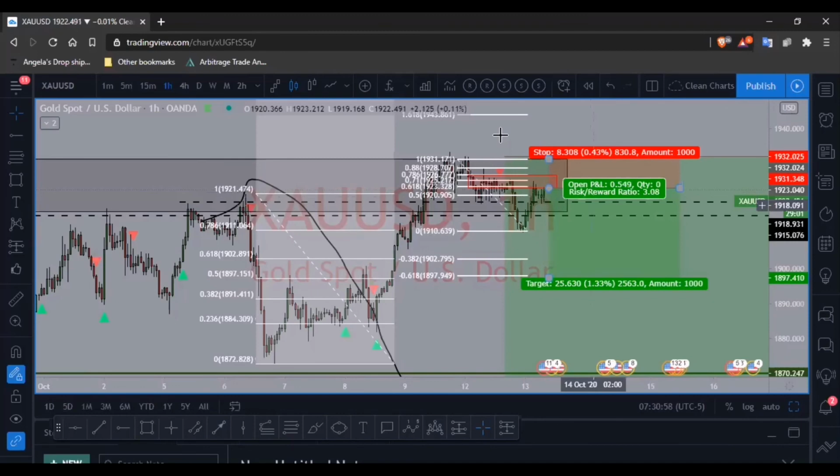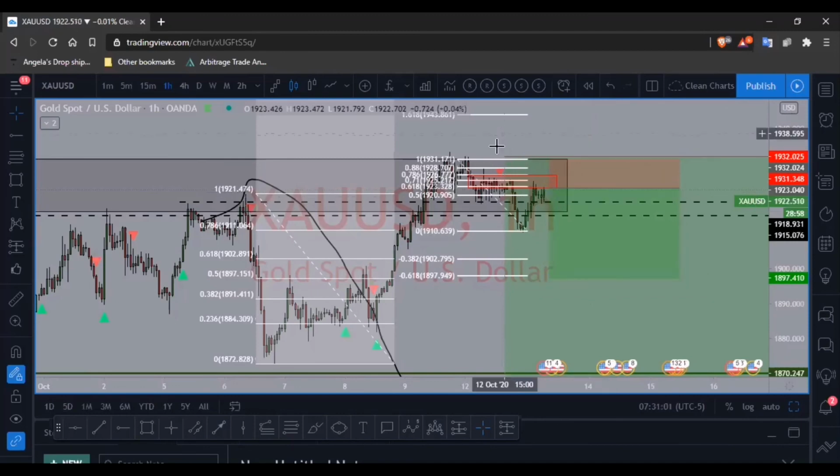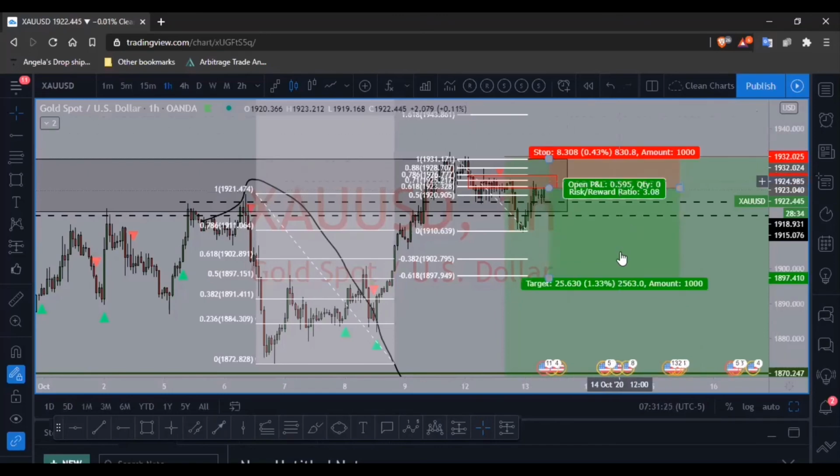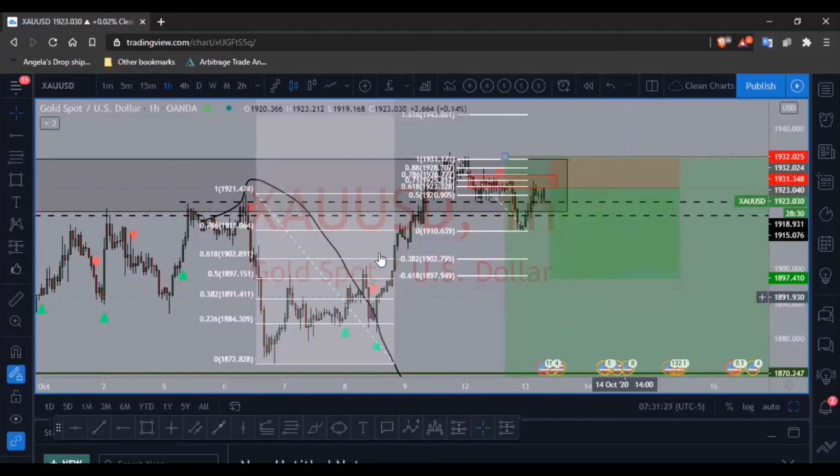So I'm definitely going to get into this second entry right now because it came back up to where I wanted it to. So put that 1932 as my stop loss and sell. Okay, so I'm in that gold sell, and if it doesn't play out, then it is what it is. But I like the risk to reward. Risking 83 pips to get 256 pips. It's all good.